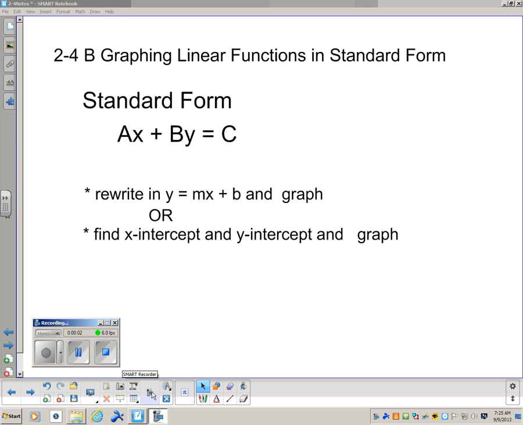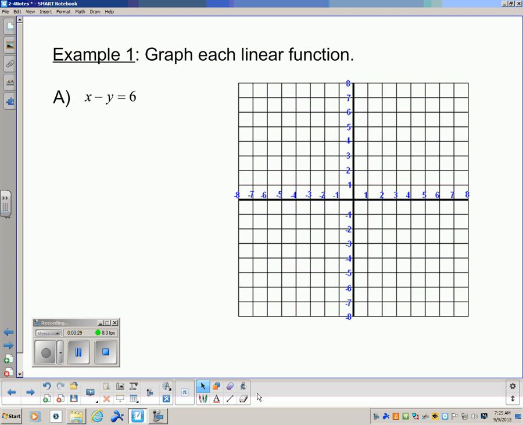So today we are going to graph linear functions in standard form. With these, they're in the ax plus by equals c form, and so there's two different ways you can do this. You can rewrite in y equals mx plus b, and then graph by the y-intercept and the slope, or we can just find the x and the y-intercept and graph. So it's completely up to you, whichever one you're more comfortable with. So I'm going to try both of those. I'll try one of each of those.